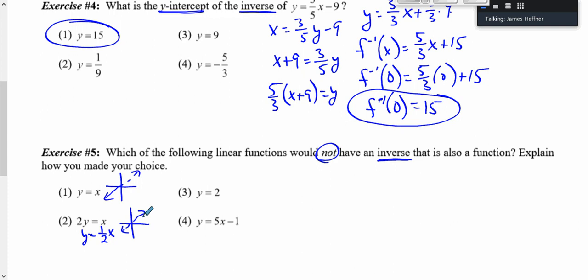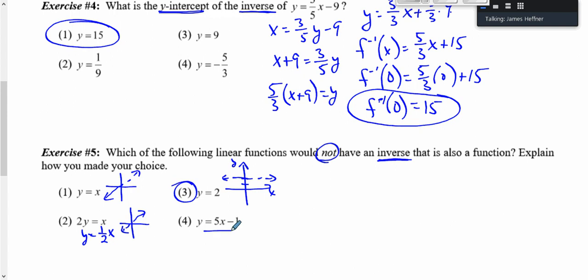Let's take the graph of y equals 2. What axis does it cut through? It only cuts through the y-axis. And in this case, it cuts through it at 2. That means it does not pass the horizontal line test. Right. It's a horizontal line, right? So another horizontal line will intersect it infinitely many times, right? So its inverse would not be a function.